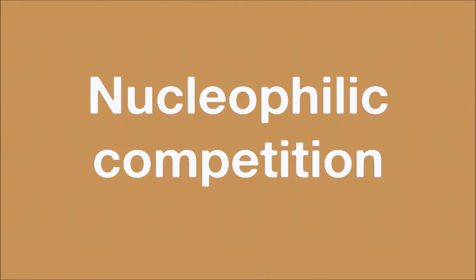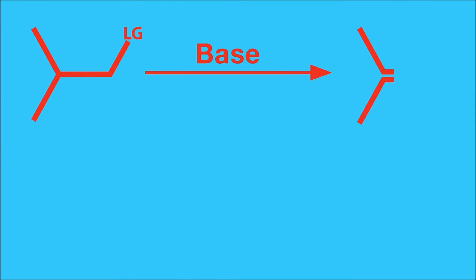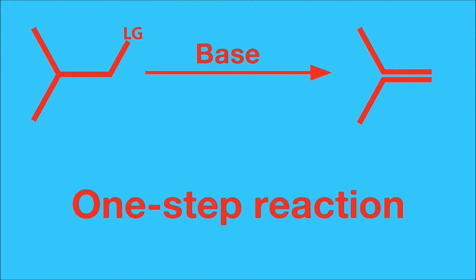The base can even prevent an elimination from occurring at all. Bases that also act as nucleophiles can result in some SN2 competition. The E2 reaction, like E1, removes a leaving group and a proton from a substrate, leaving a double bond in their place. Unlike E1, this occurs in one concerted step.